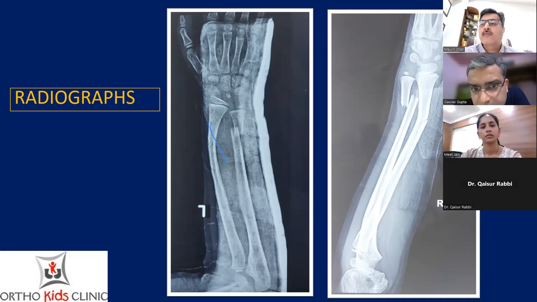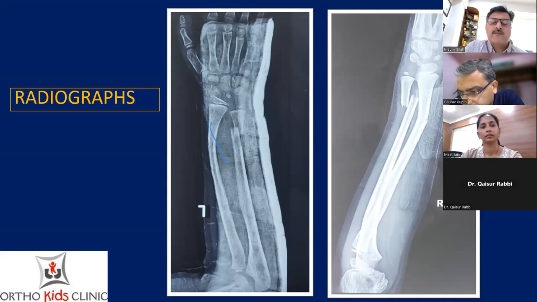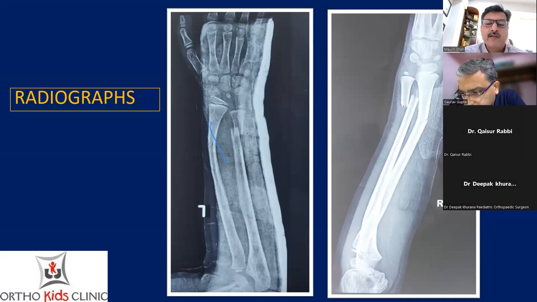Yes, sir. It is a Galeazzi variant, as there is a distal third fracture of the radius with dislocation of the distal radioulnar joint, and fracture of the ulna. So yes, the first attempt would be closed reduction. Vikas, do you have any other thoughts? Chinmay? Or anyone, any different opinion?